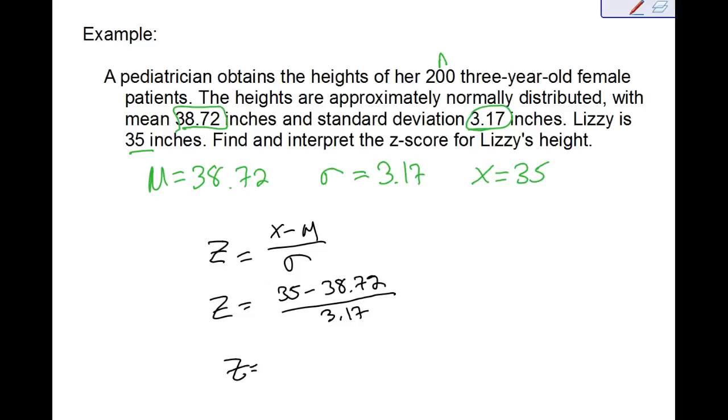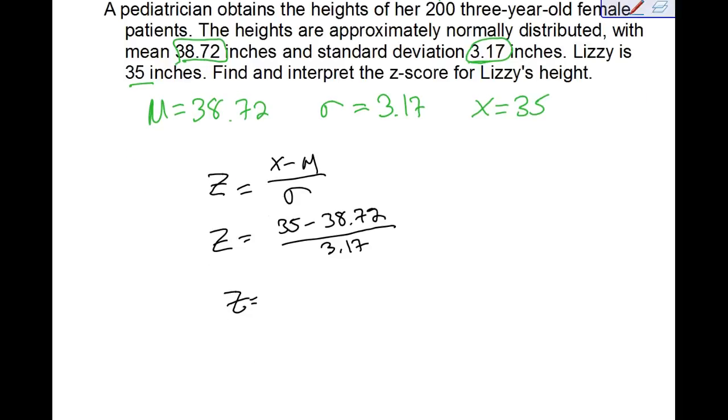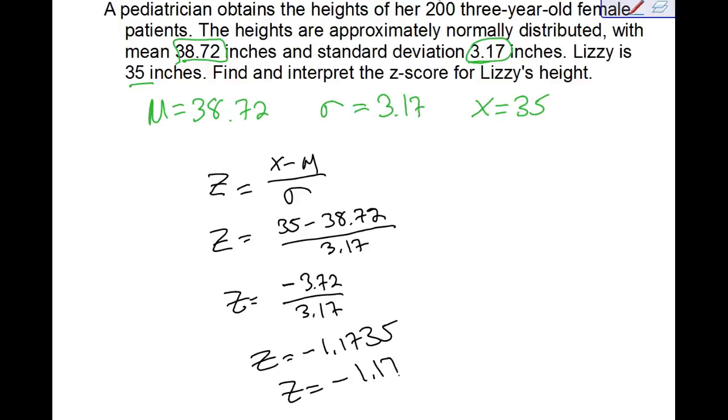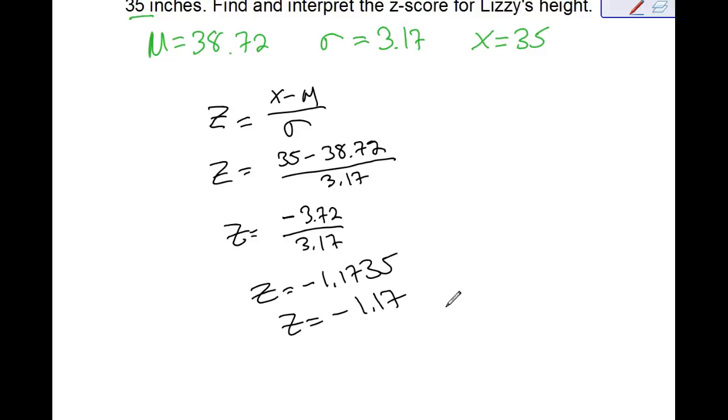So for our z-score, remember to do your normal order of operations. Do the subtraction first, 35 minus 38.72. That's going to give you a negative 3.72 divided by 3.17. So Lizzie's z-score, after I do that division, is going to be negative 1.1735. I need to round to 2 decimal places, so that's a negative 1.17. So Lizzie has a z-score of negative 1.17.